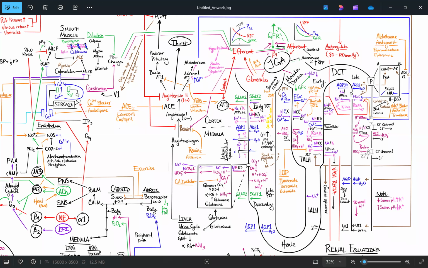Also of note, fun fact, if you have hyperkalemia, what that'll do is activate your zona glomerulosa, which will depolarize, which will increase your calcium release, which will release aldosterone eventually, which will have the aforementioned effects I mentioned before.